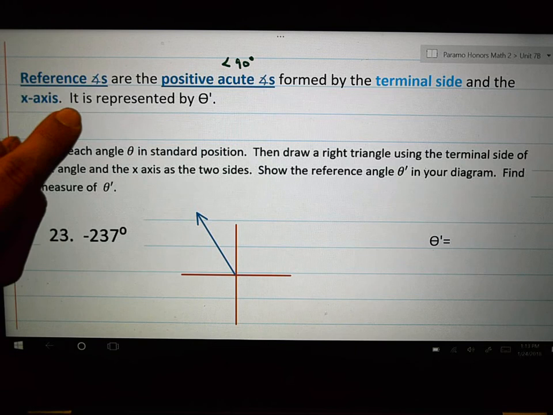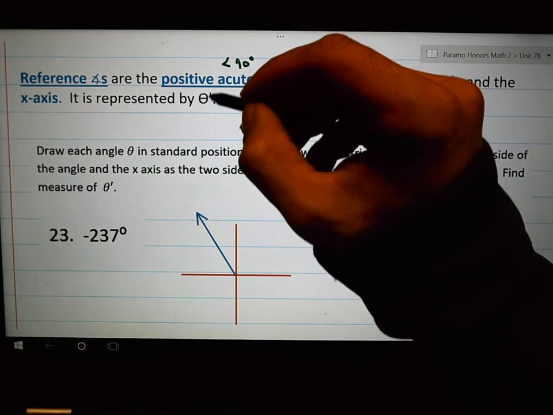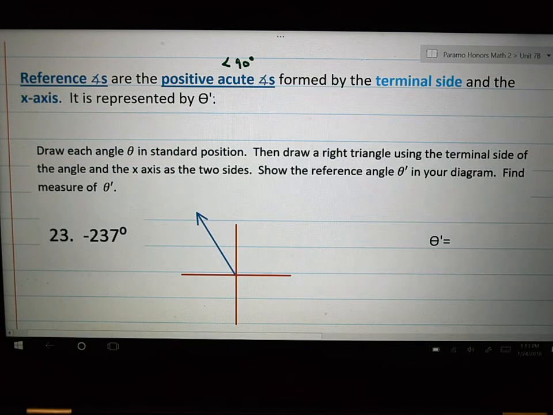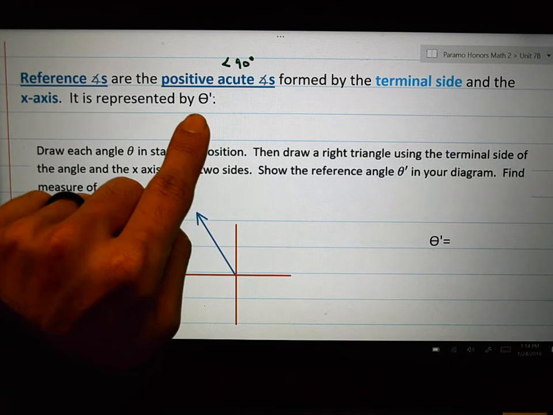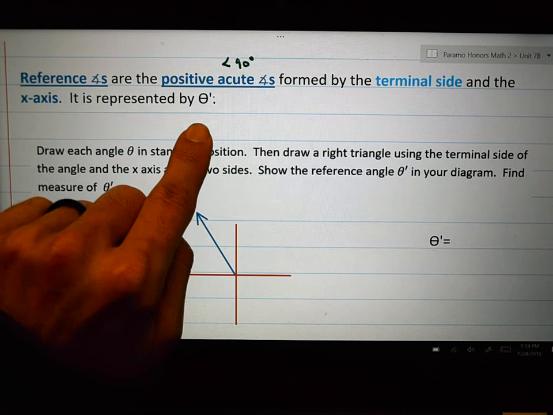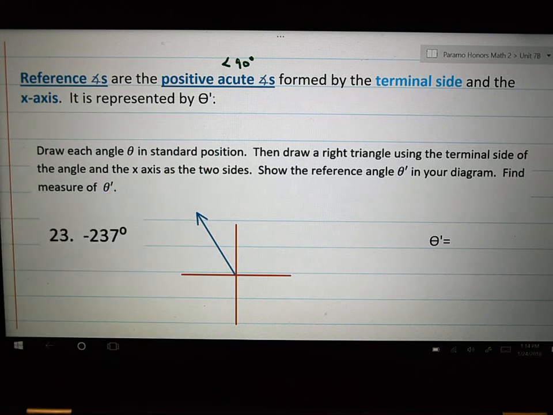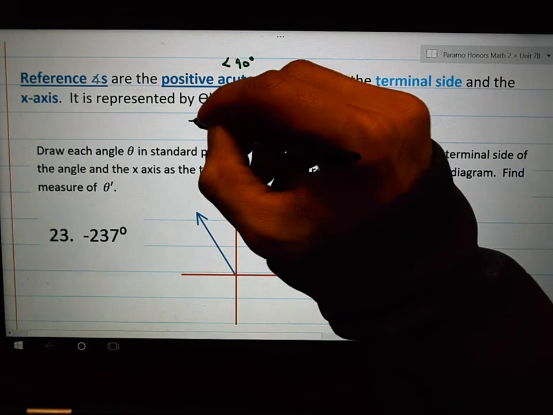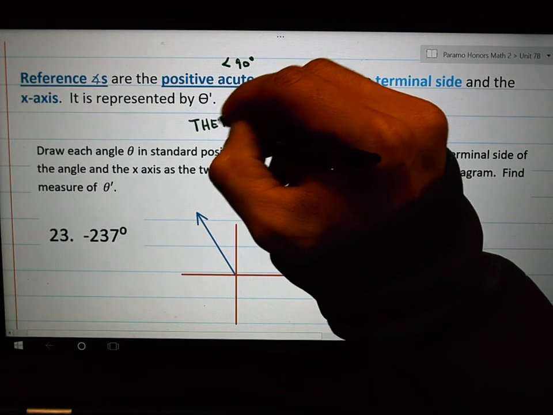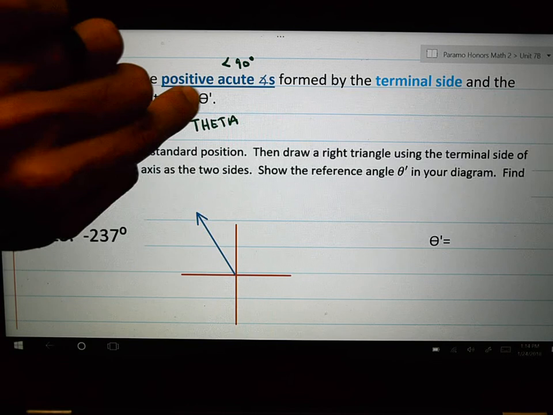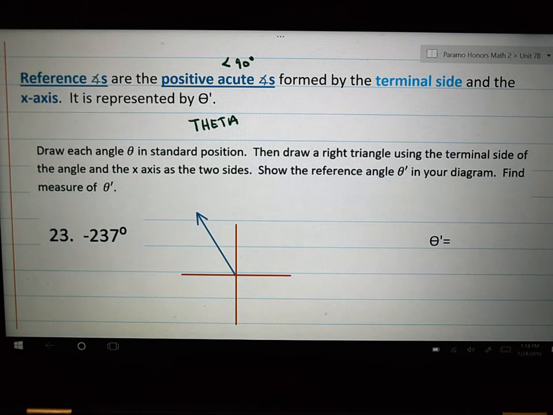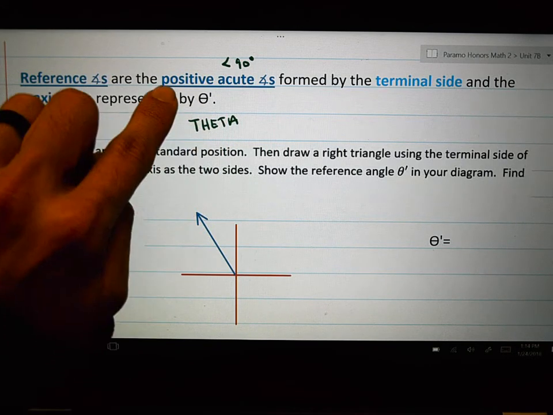And it is represented by theta prime. This little apostrophe is something that we call theta prime. This is a variable theta. It's what we use in higher level mathematics when we have an angle that we're trying to work with. Theta. Let me spell that for you since you probably have never used theta before. That's theta prime. Theta prime is the reference angle of theta.